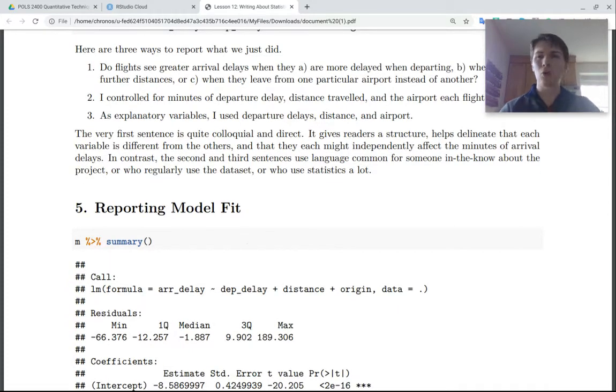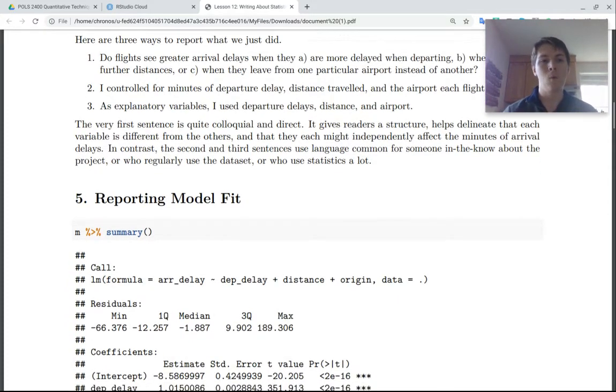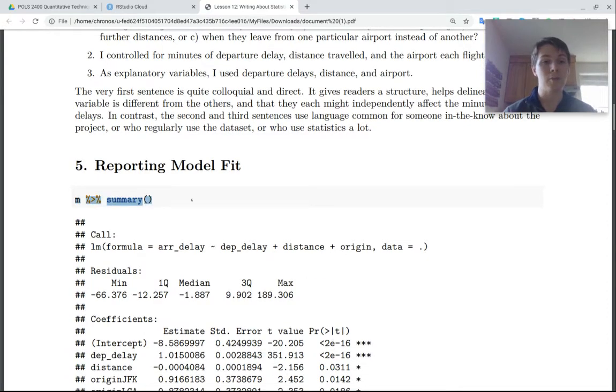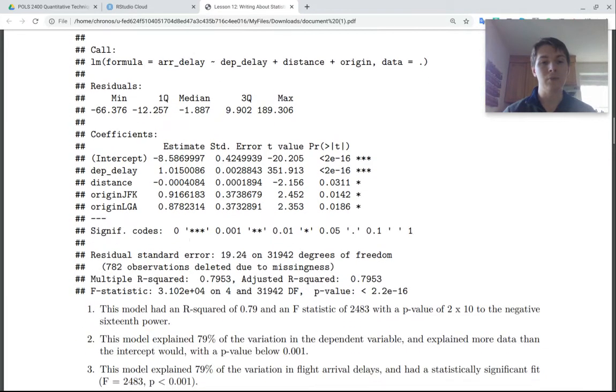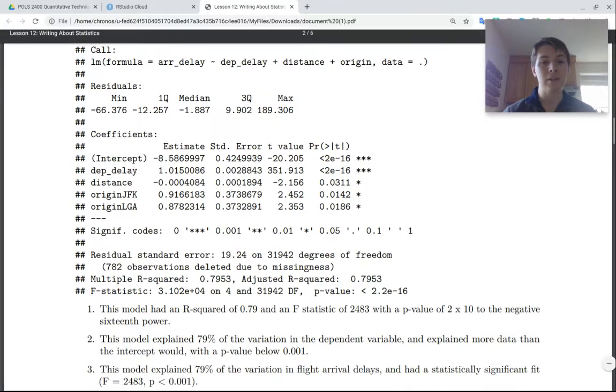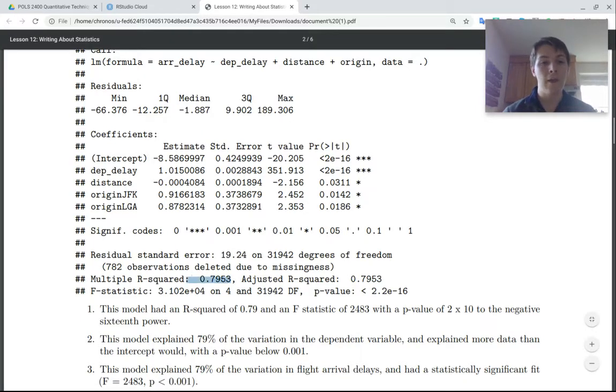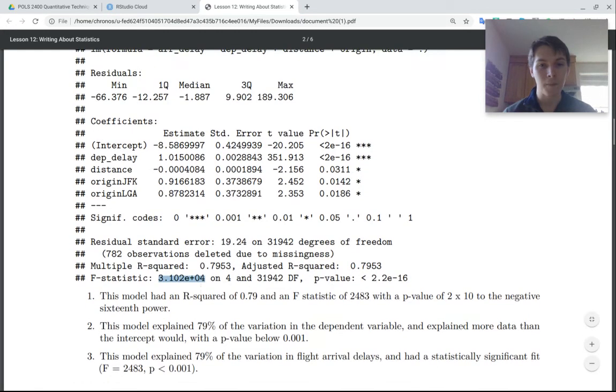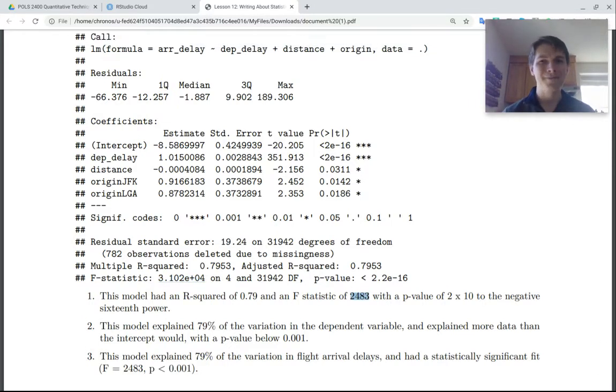So then how do we report the fit of our model? Well, we can run the analysis using the summary function to get our model fit table. And you see we've got our model fit statistics here, like R squared and the F statistic. Our F statistic is off a little bit, but this must be from a previous version that I ran. So that's why this says 3,102 instead of 2,483. But don't worry about it. Okay, we're just going to keep on going.